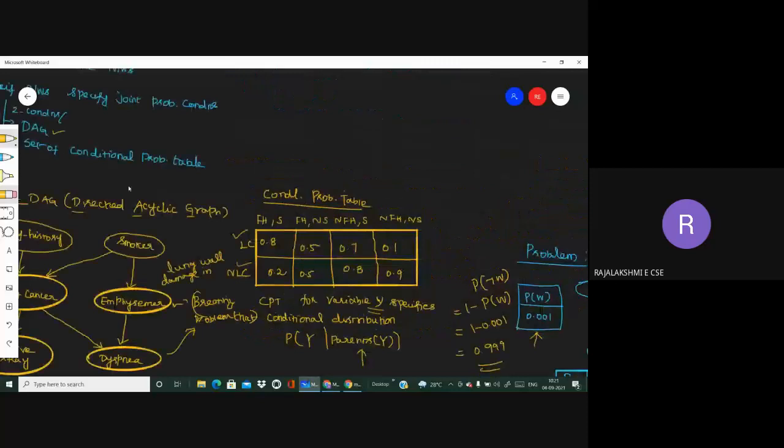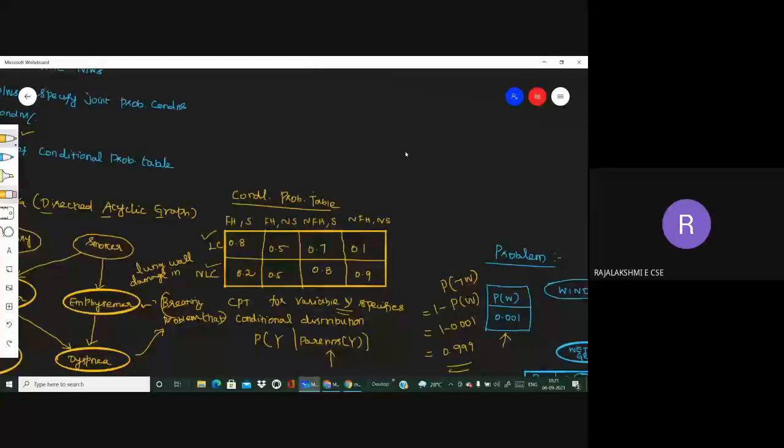Clear with this? Clear or not? Understood?